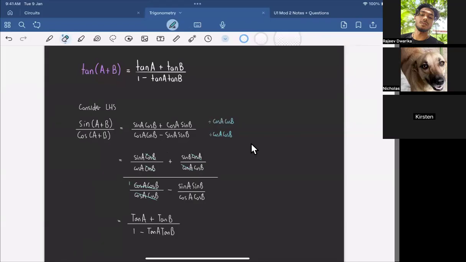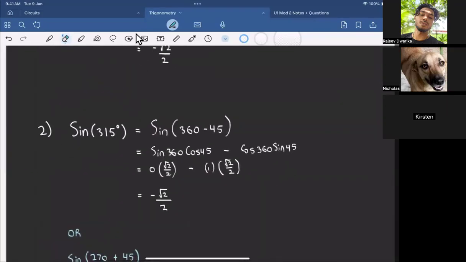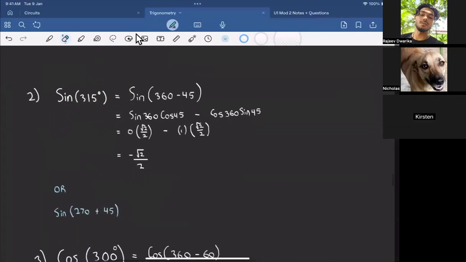The proof for tan A plus B. Okay, cool. Let's go over question two one more time. Now we want to get 315 degrees. There are two ways you can get 315 degrees. Option one, you could minus 45 degrees from 360 degrees. So 360 minus 45. That's one way. The other way is to add 270 and 45. Kirsten, which way would you see, the 360 minus the 45 or the 270 plus the 45?